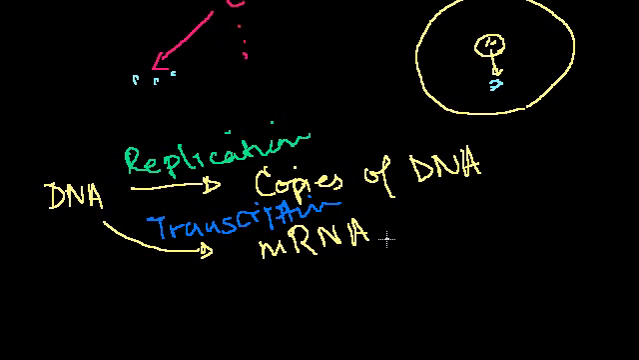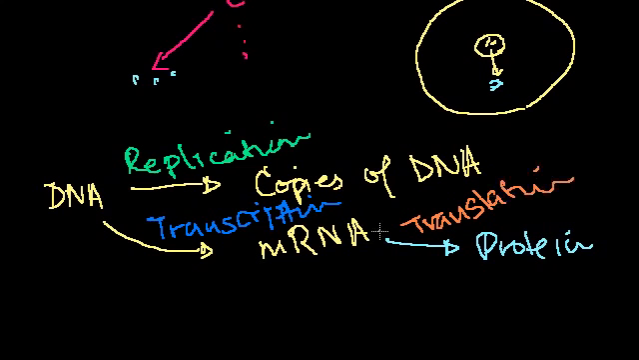So mRNA to protein is translation. You're translating from the genetic code, so to speak, to the protein code. So this is translation. These are just good words to make sure you get clear, and make sure you're using the right word when you're talking about the different processes.